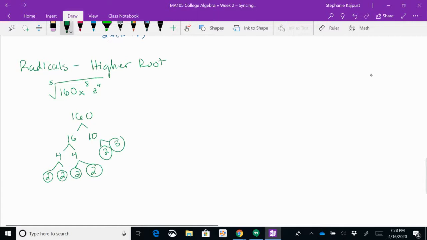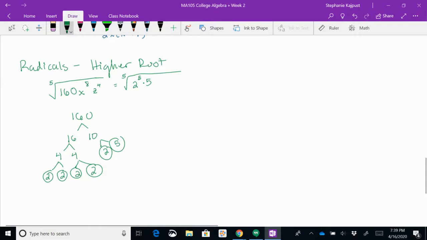So what I do is I do this factor tree, and I split the numbers up as far as I can go. And then I count how many of each number I have. And these are all going to go underneath the root. So I have 1, 2, 3, 4, 5 2s. That's the same as 2 to the 5th power. And then I have a 5. I don't have any other numbers that I've circled. So you go off of the bottom numbers, the numbers that you circle. So 160 is the same as 2 to the 5th power times 5.